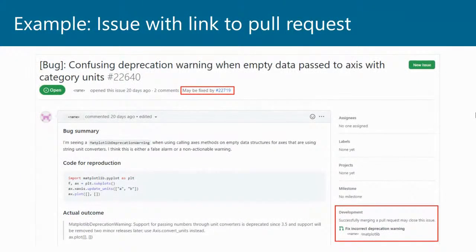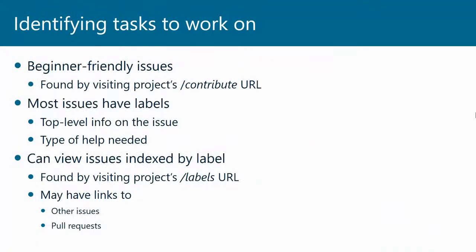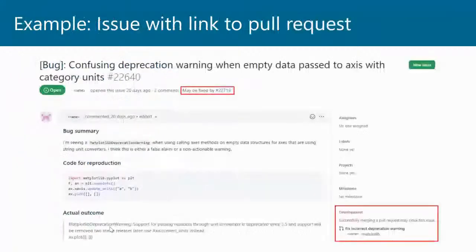Now, here's an example of what I was mentioning, where there might be an issue with a link to a pull request. This is one of the things that we're going to spend a lot of time talking about coming up in the next few minutes, because you can view these issues indexed by labels. The issues may have links to other issues or to pull requests, because it's quite possible that an issue is not just something in isolation. It may be related to another pull request. It may be related to another issue. And here's an example of this, where here's an issue with a link to a pull request that says it may be fixed by, and then has a link there to the issue that might fix that.